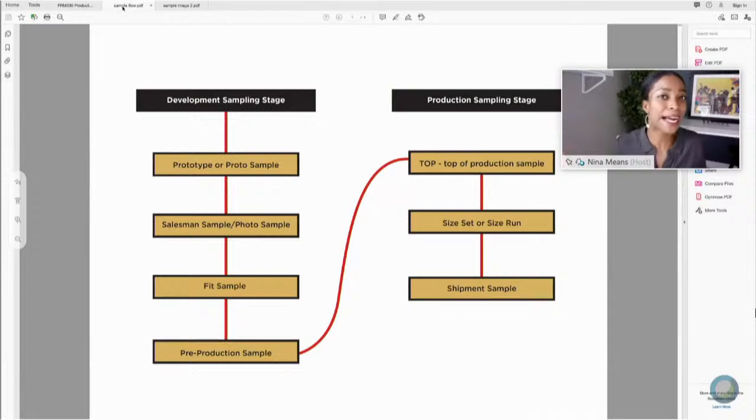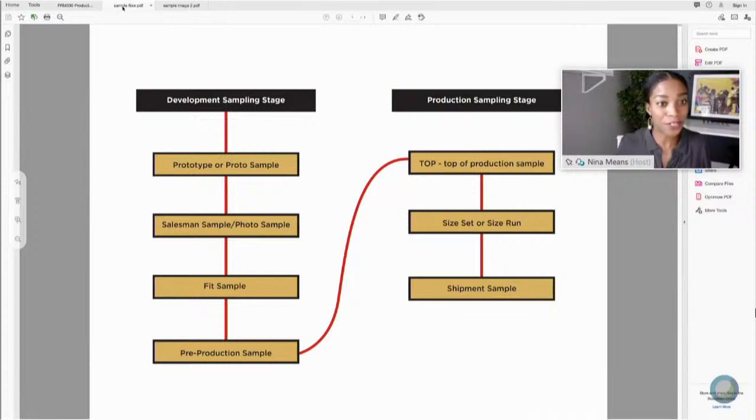It's coming from the tech pack that you sent to your factory, or maybe you have a sample room that you're working with that's executing that sample for the very first time. So then the next thing that we have is what we call a salesman sample. Sometimes I've seen it.